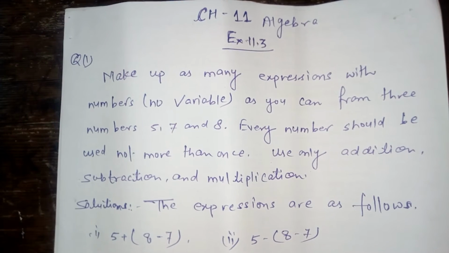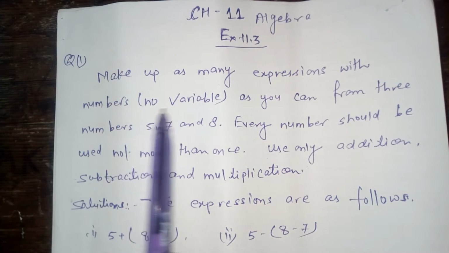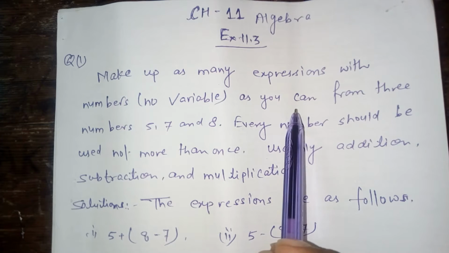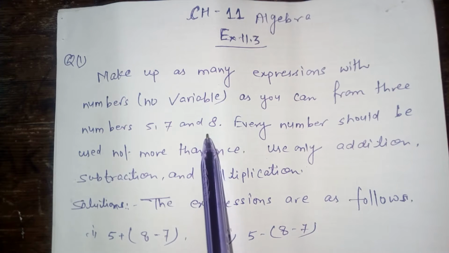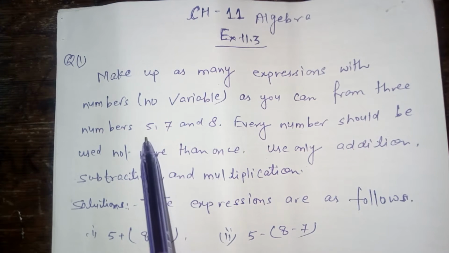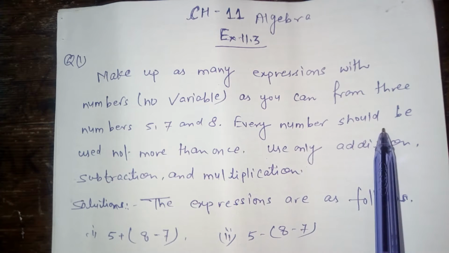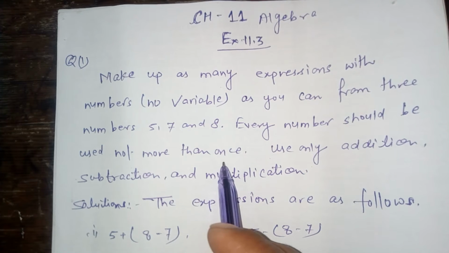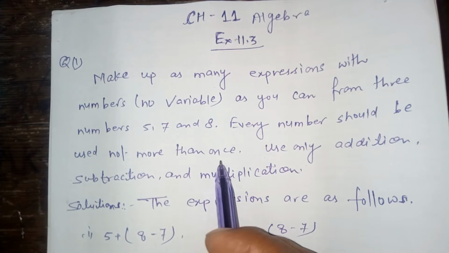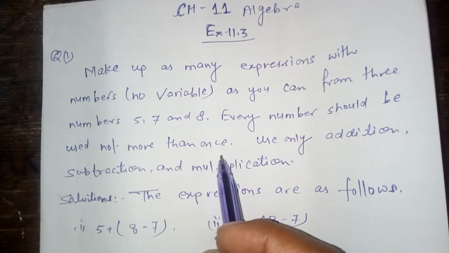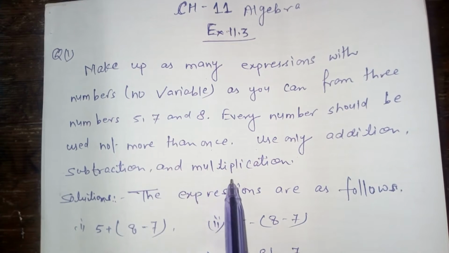My dear students, your question is: make up as many expressions with numbers, no variables, as you can from the three numbers 5, 7 and 8. The meaning is we can use only the three numbers 5, 7 and 8. Every number should be used not more than once. One number we can use only one time. Use only addition, subtraction and multiplication.